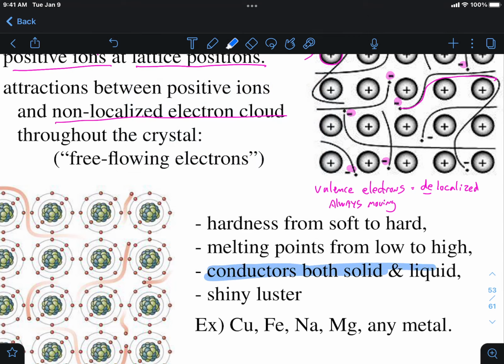Metals are conductors in all states, solid, liquid. I mean, I guess gas too, but you don't really see metals in gases. So metals conduct very, very well.